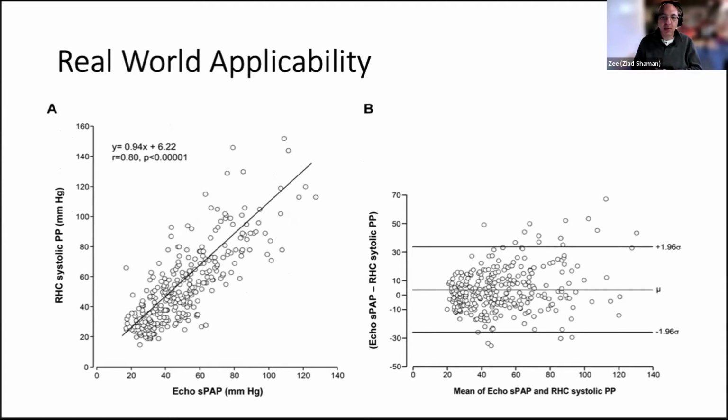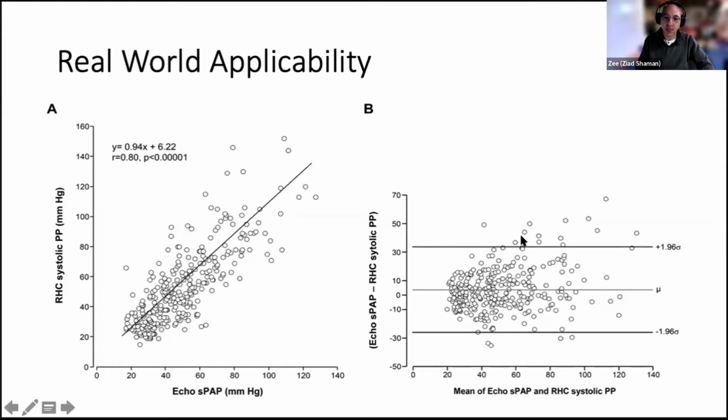And the real world applicability here: this was institutional data from Bordeaux in France, looking at 310 patients who had both an echo estimate and a right heart cath measurement of the pulmonary artery pressure. They found an R value of 0.8, a correlation of 0.8 with a really significant p-value, which is very good between the two measurements.